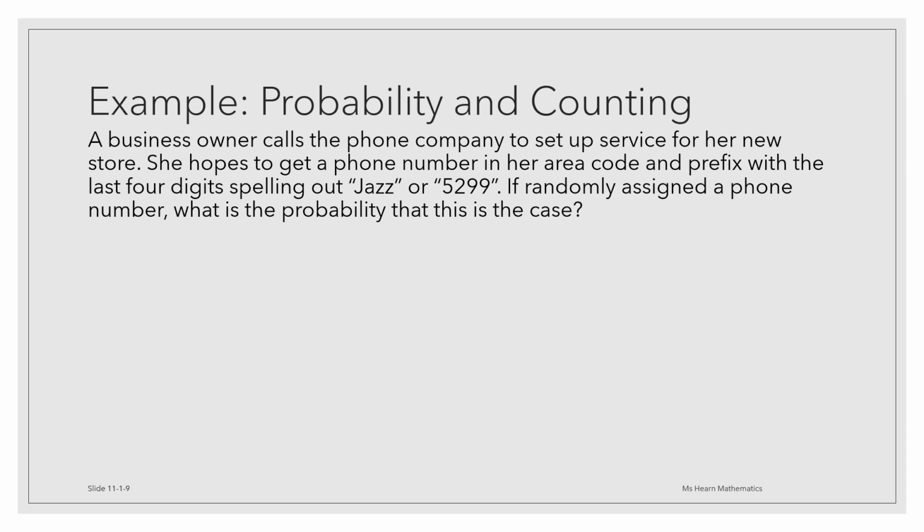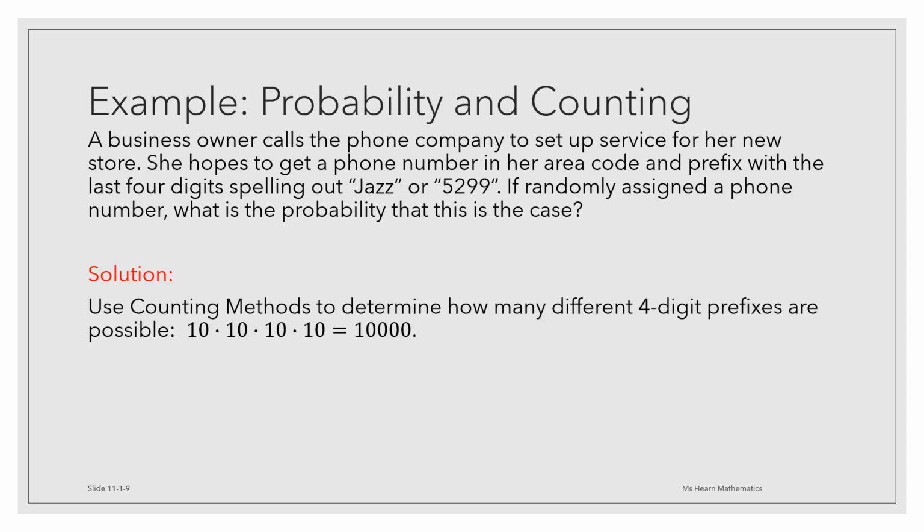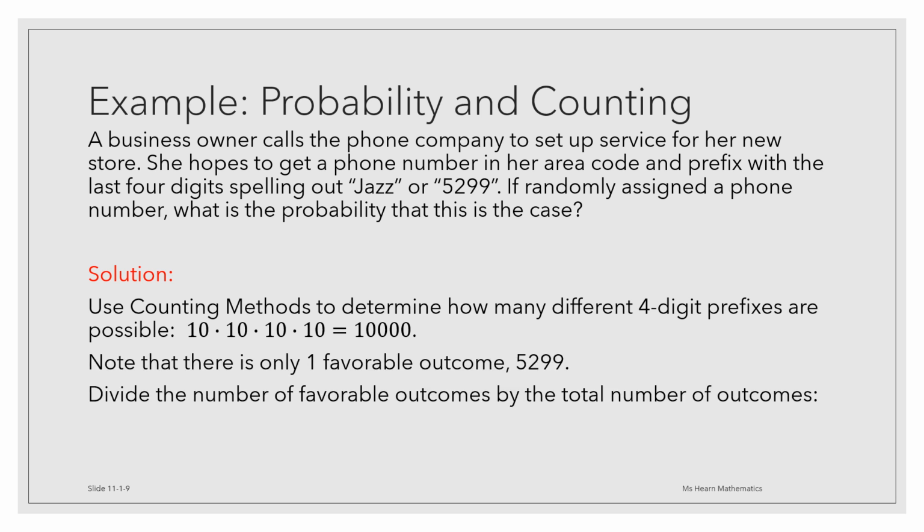So in order to calculate this probability, we need to know the number of phone numbers that would be favorable out of the total number possible. Well, there's only one favorable outcome, but using counting methods, we can count how many 4-digit endings are possible. There are 4 digits and there are 10 possibilities for each. So 10 times 10 times 10 times 10 is 10,000 different phone numbers that are possible. Our business owner only wants one of them. So that means that there is a 1 in 10,000 chance of getting the phone number she wants.